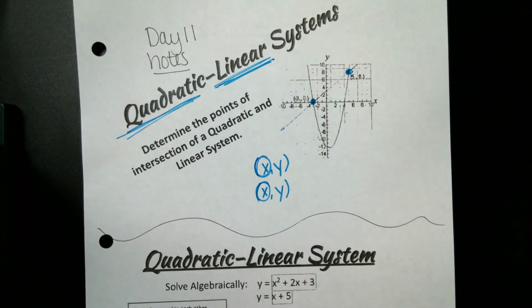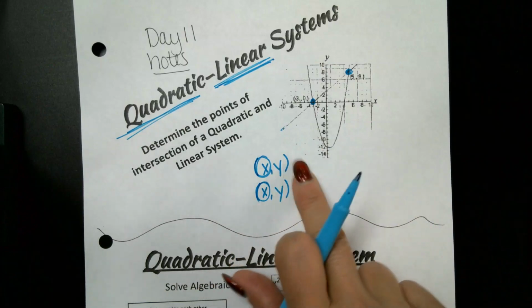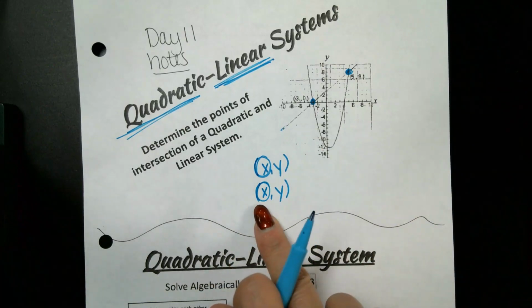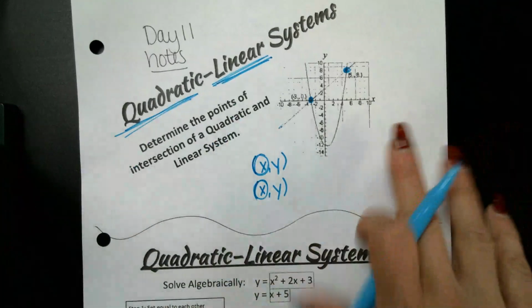So we'll do two plug-ins. We're going to plug this number in to get the matching y, and we'll plug this number in to get its matching y. Okay? Promise you, it's not that bad.